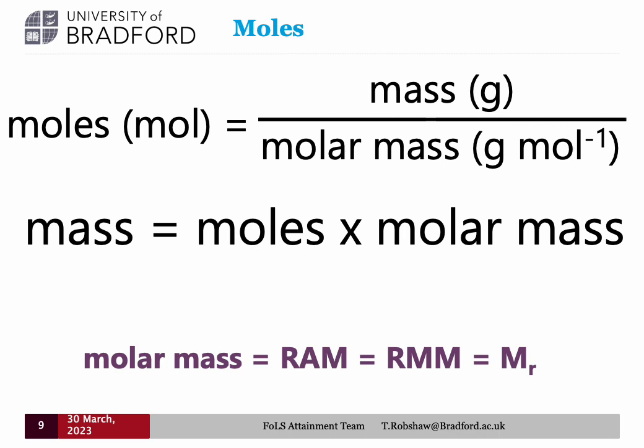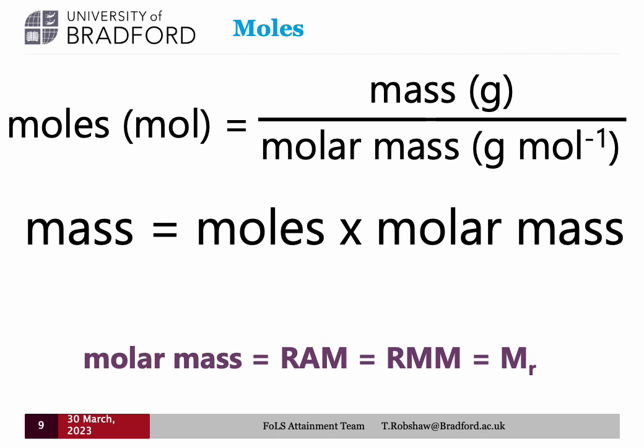So the relationship is this: the number of moles is equal to the mass of the sample divided by the atomic or molecular mass of the chemical in the sample. Likewise, with a simple rearrangement of the equation, the mass is equal to the number of moles multiplied by the atomic or molecular mass.